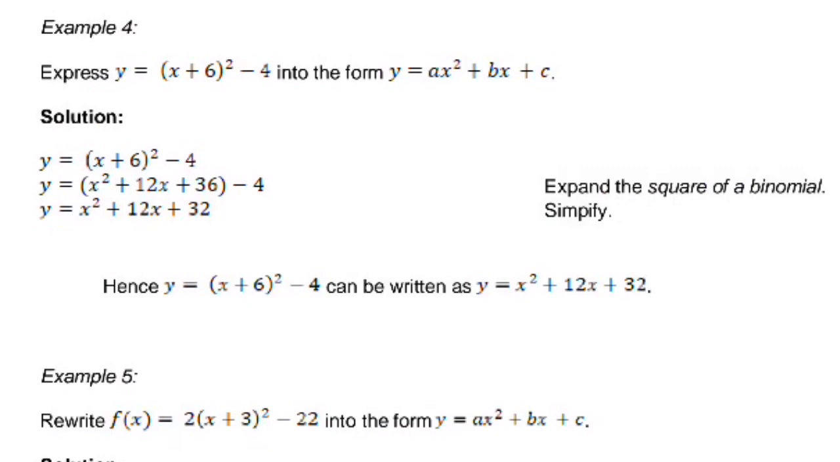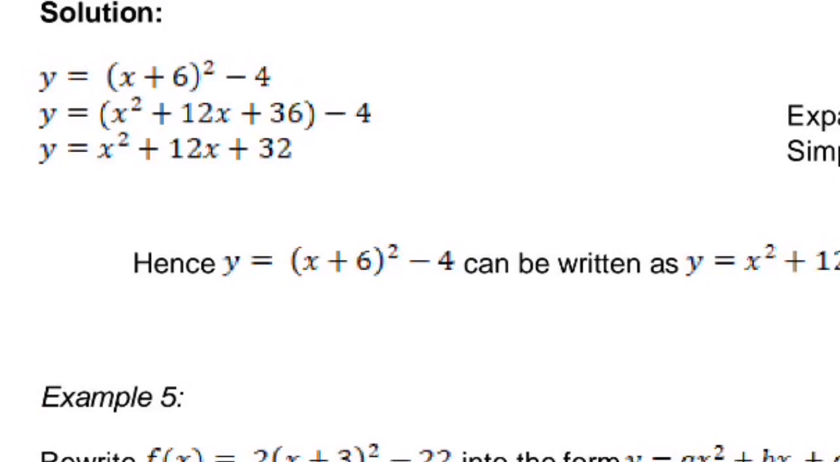So for our solution, just expand x plus 6 squared. So you're going to have the first term of your answer as the square of the first term of the binomial, x. x squared is x squared in here. Then the second term is multiply the x and 6, then times 2. So x times 6 is 6x times 2, 12x. Then the last term of your answer will be the square of the second term, which is 6. 6 squared is 36. Then minus 4.